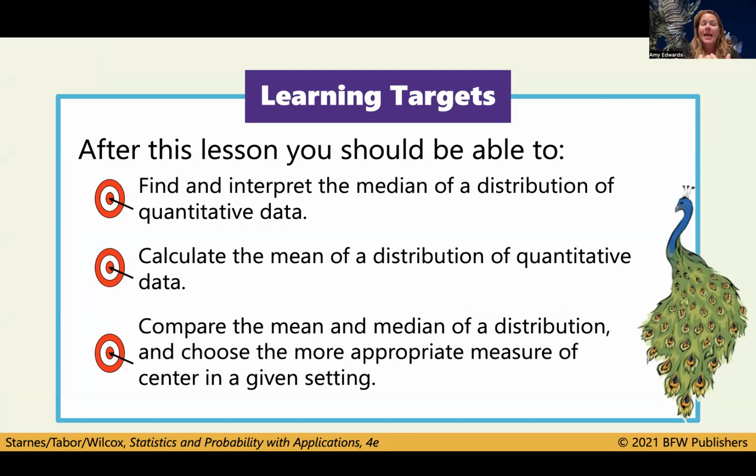You should be able to say, I can calculate the mean of a distribution of quantitative data. Now, the mean is take the average. And then you also should be able to say, I can compare the mean and median of a distribution and choose the more appropriate measure of center in a given setting. Okay, now you're probably going, what does that mean? That's what our lesson's for. So at the end, you will know.